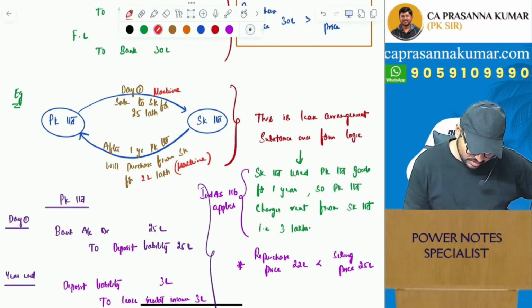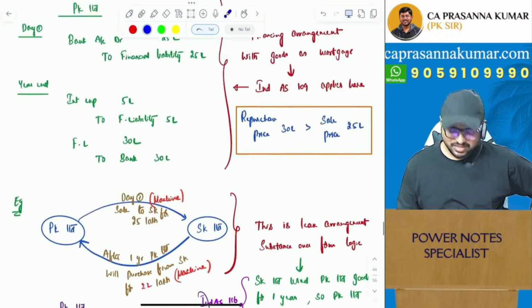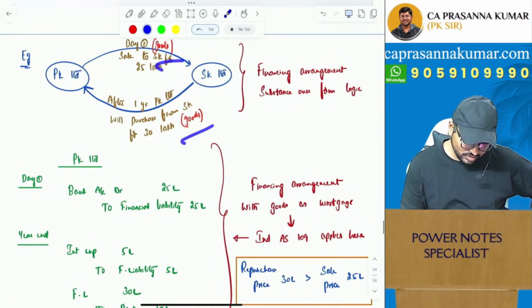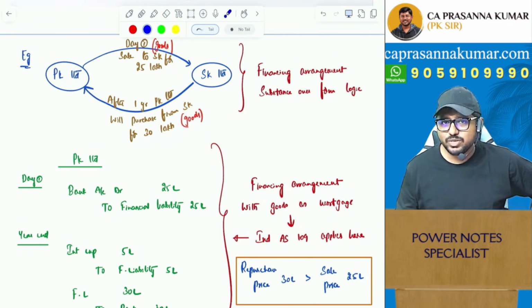Now, are you able to understand the difference? If you are smart enough, you will be able to understand the difference straight away. Sir, here you have written goods, sir. Okay, goods are like mortgage and it is a financing arrangement. Therefore, your repurchase price is greater than the sale price because you have to pay it back with interest.